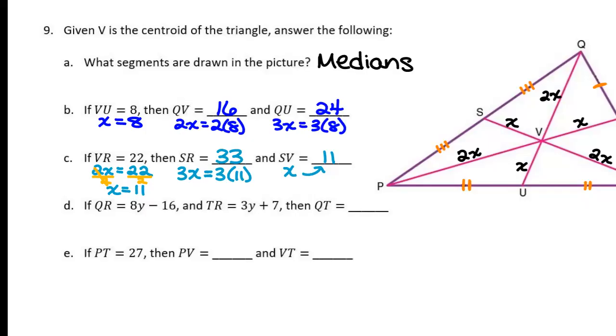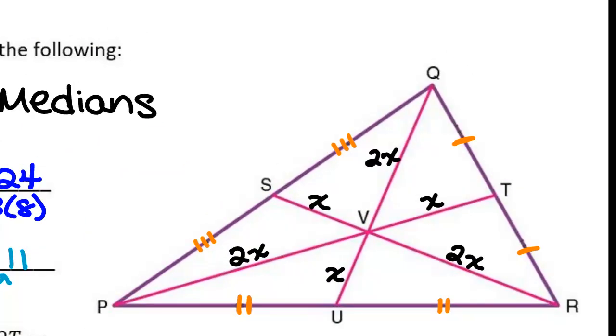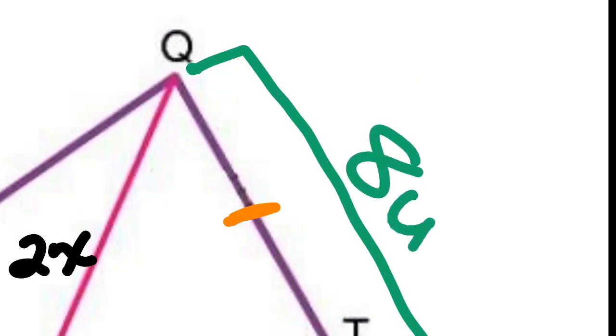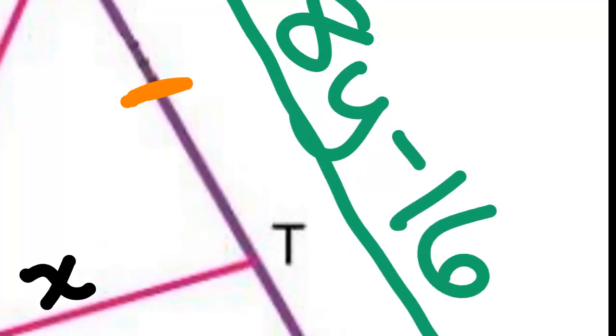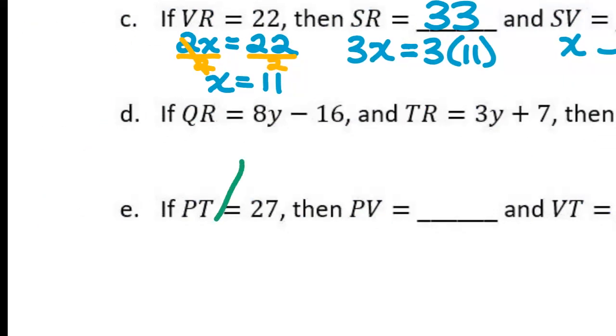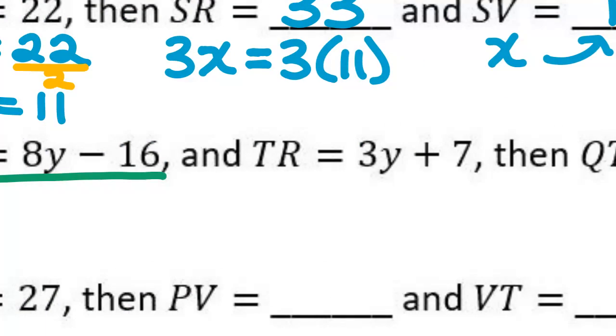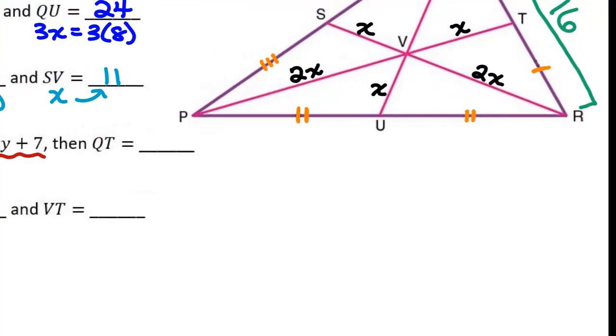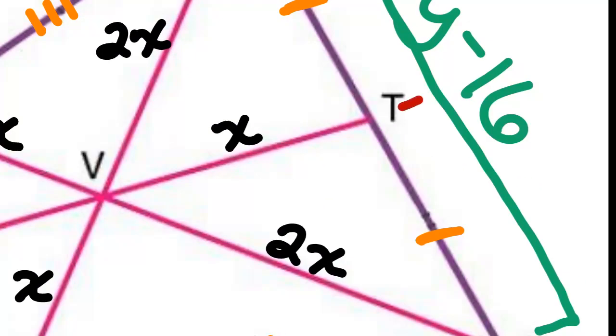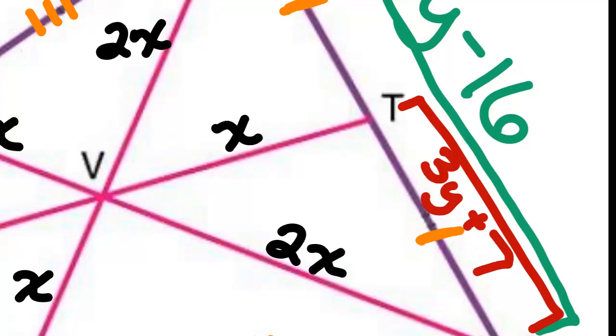D, QR. Is QR part of a median? No. QR is one of the sides of this triangle. Here's QR. It says it's 8y minus 16. And then we have TR, which is 3y plus 7. TR, 3y plus 7.